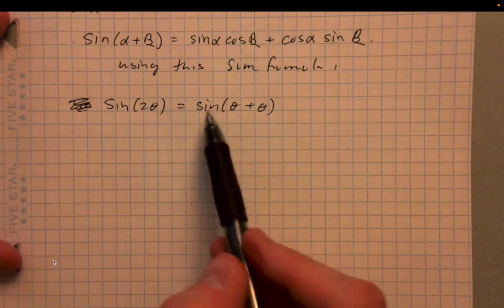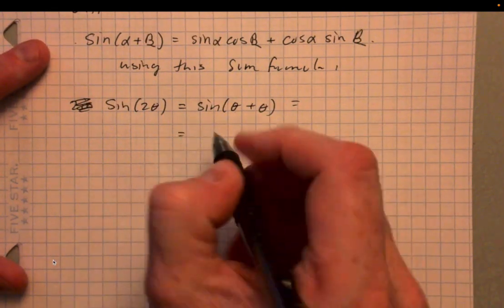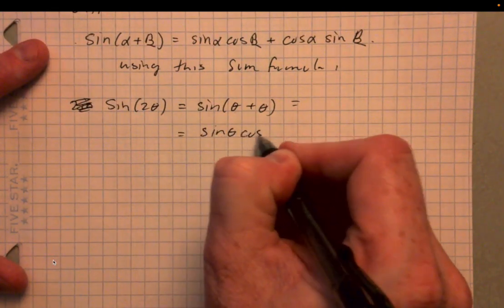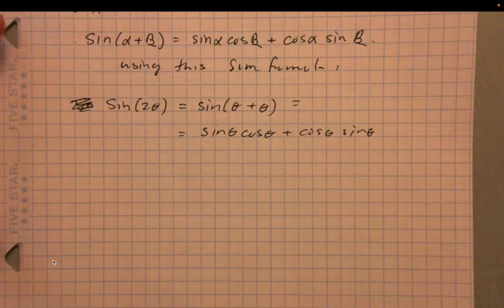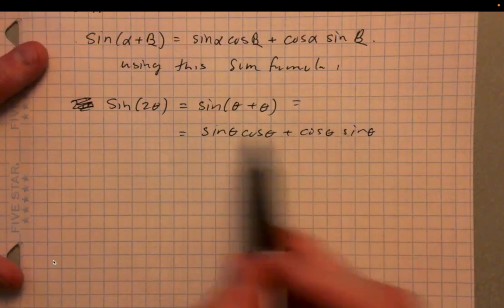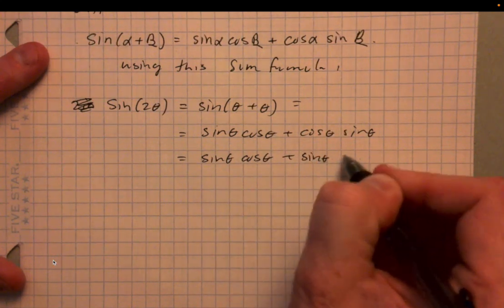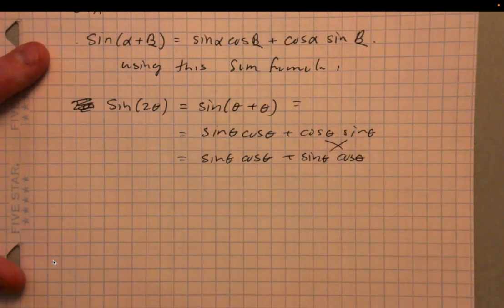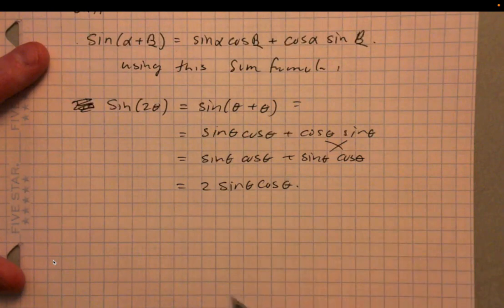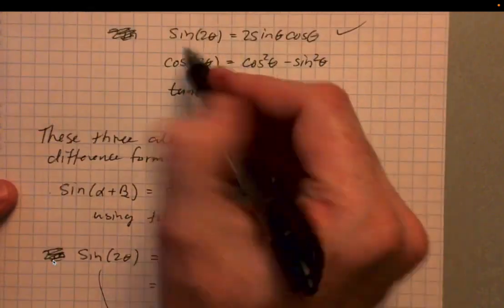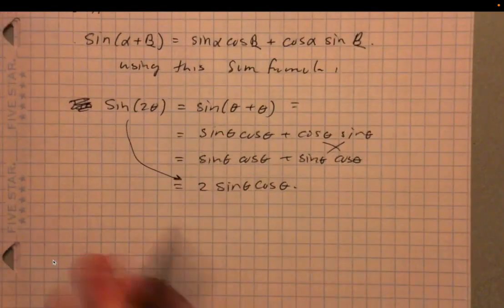Pretending your alpha is theta and your beta is also theta, it's a straightforward exercise. That means this is sine of theta cos of theta plus cos of theta sine of theta. And these are the same, aren't they? They're just in a different order. So this is sine of theta cos of theta plus sine of theta cos of theta. I can just switch that order. And so this is 2 times sine theta cos theta. That's the formula for the double angle, and that's how it comes about.